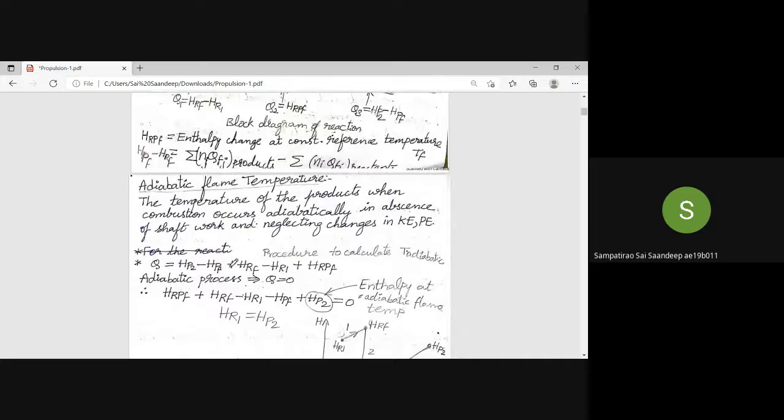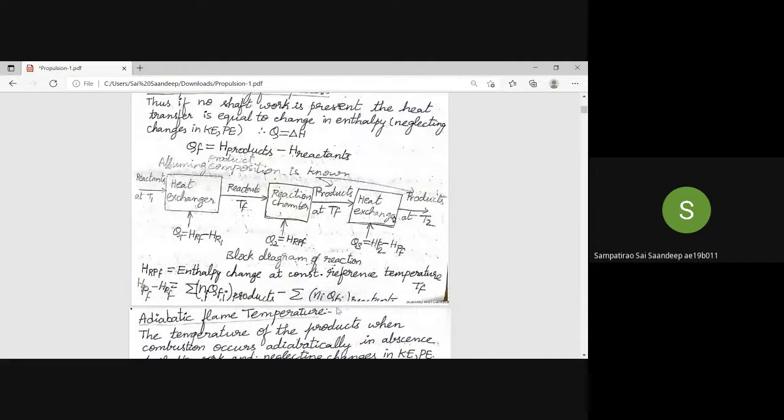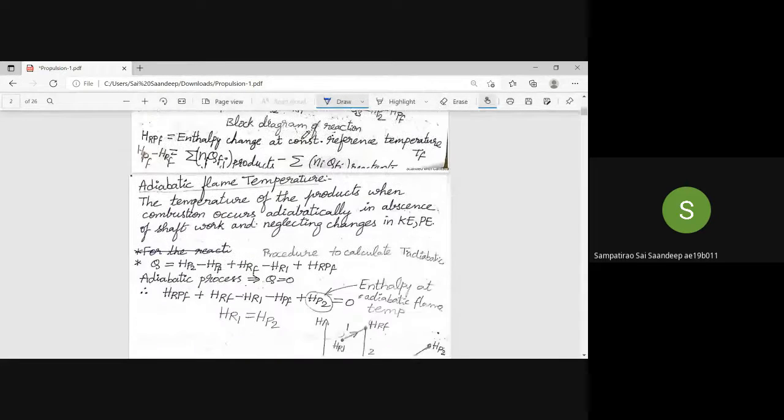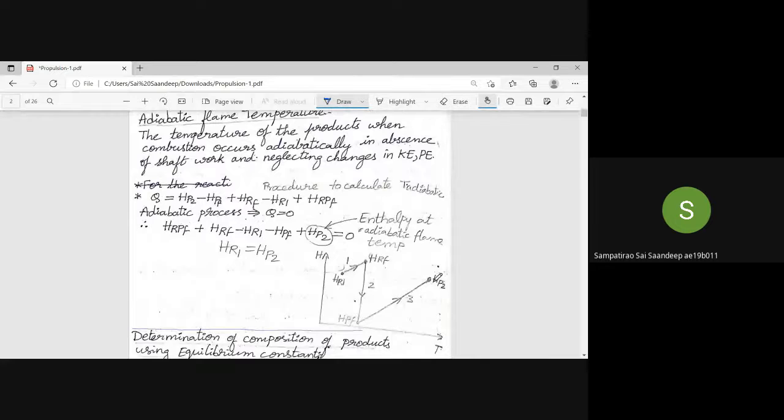So, from this, I can say that since Q is equal to delta H, Q equal to 0 implies delta H is 0, which is the enthalpy of reactants is equal to the enthalpy of products. So the enthalpy of products is nothing but the enthalpy at the adiabatic flame temperature.